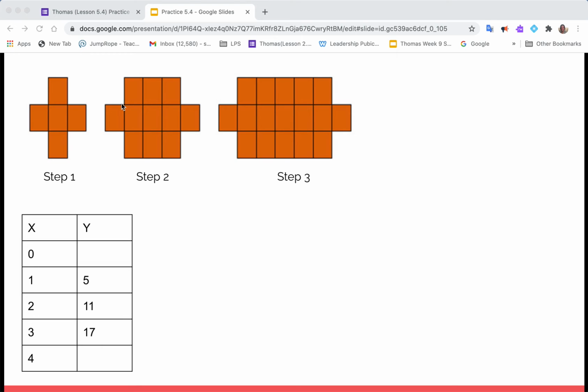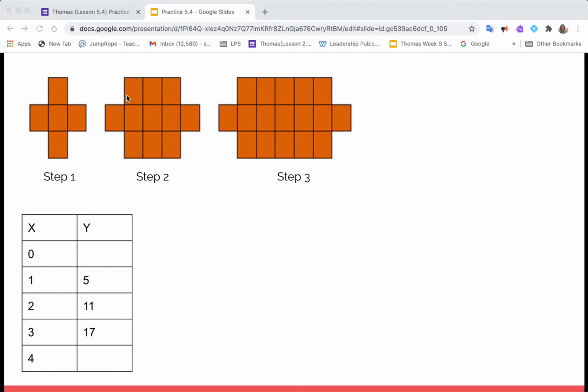All right, so this question is asking us to determine the type of growth that is shown by the pattern. It's also asking us to write an expression that represents that type of growth and determine the number of squares in this fifth step.